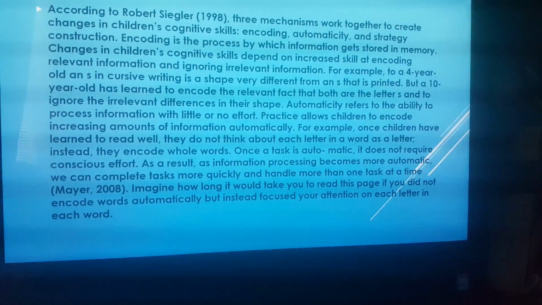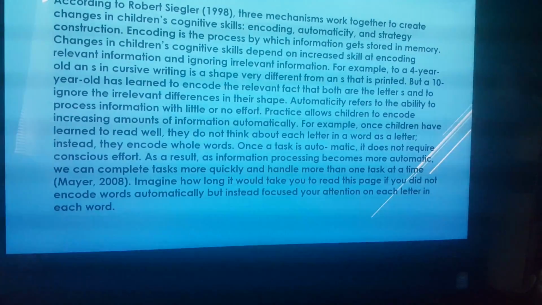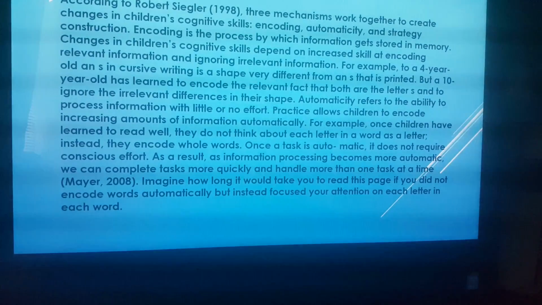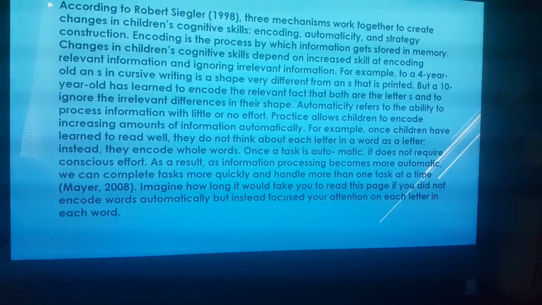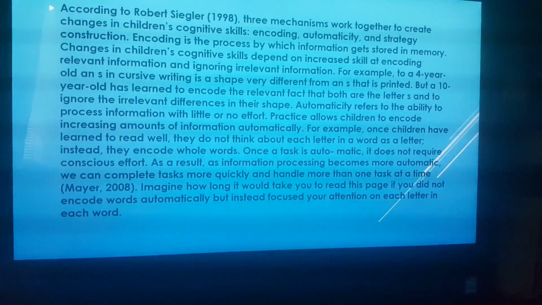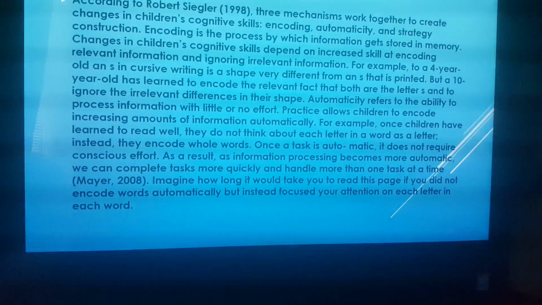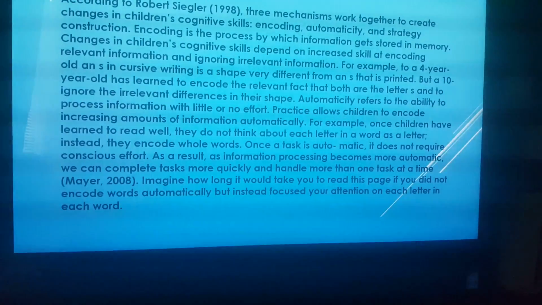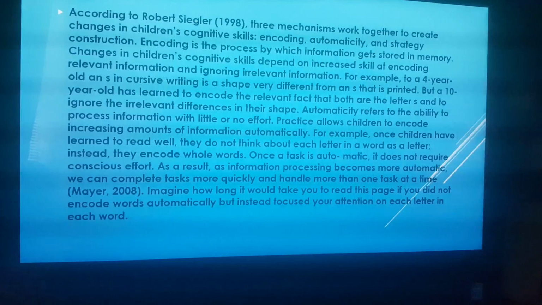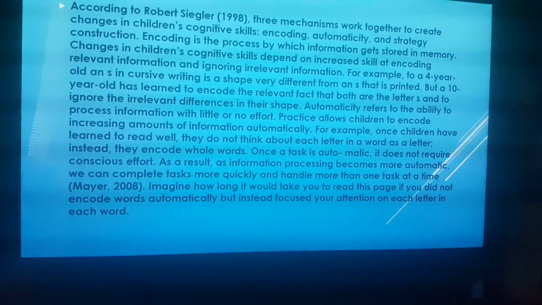Automaticity refers to the ability to process information with little or no effort. As a result, as information processing becomes more automatic, we can complete tasks more quickly and handle more than one task at a time. Imagine how long it would take you to read this page if you did not encode words automatically, but instead focused your attention on each letter in each word.